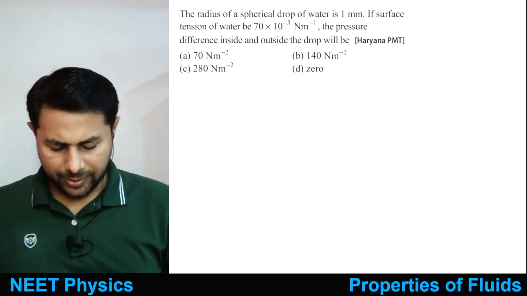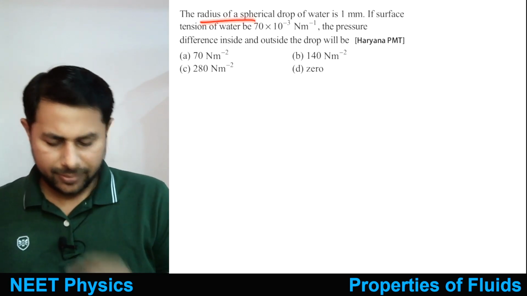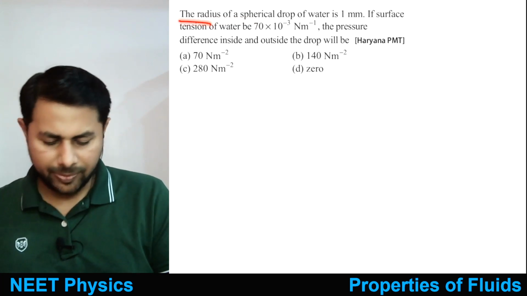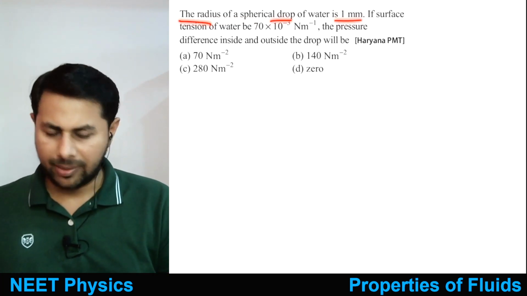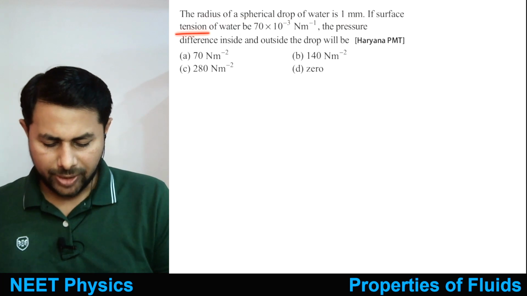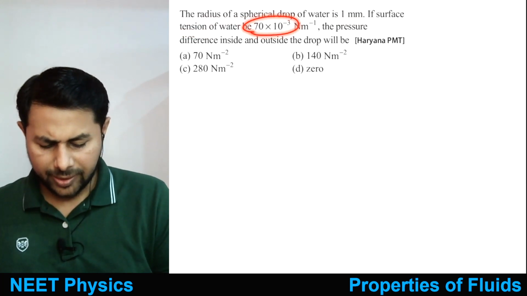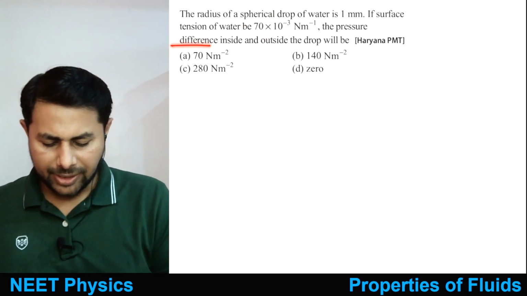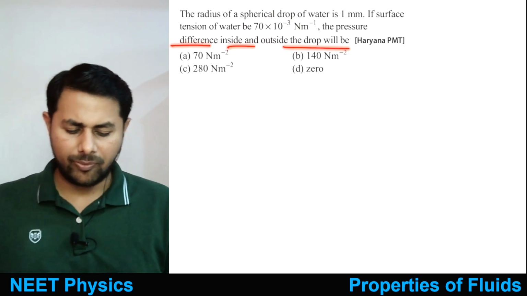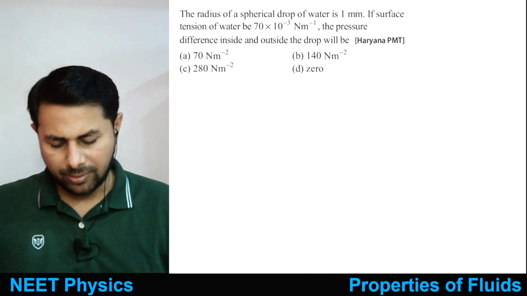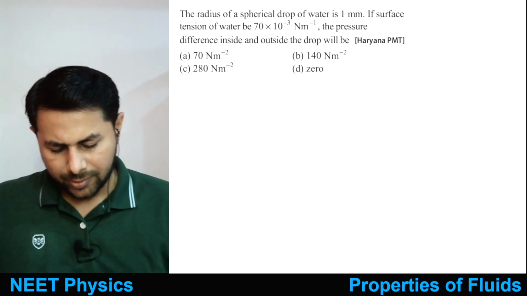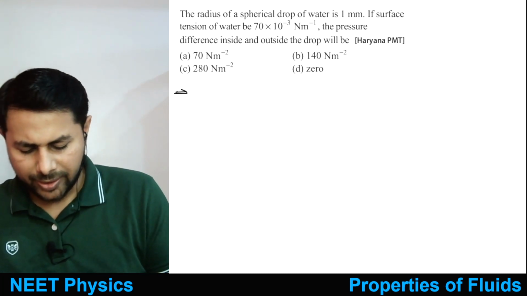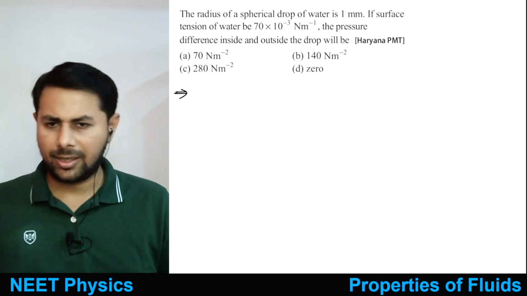Let's see next one. The radius of a spherical drop of water is 1 mm. If the surface tension of water is 70 into 10 raised to minus 3 Newton per meter, the pressure difference inside and outside of the drop will be, okay, tell me. This is very straightforward, the pressure difference inside and outside.